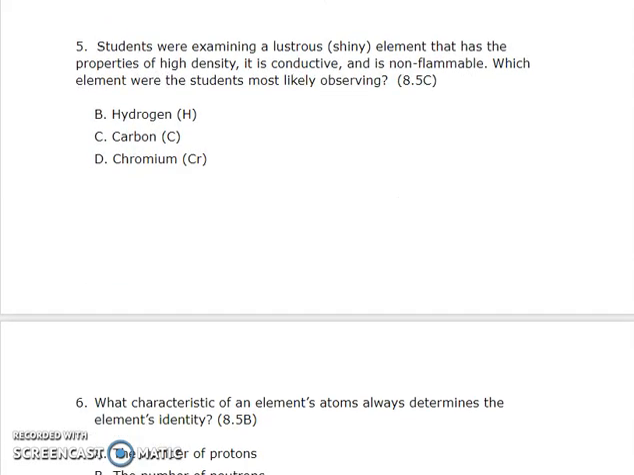Number 5. Students were examining a lustrous, shiny element that has the properties of high density. It is conductive and is non-flammable. Which element were the students most likely observing? B, hydrogen, C, carbon, or D, chromium?